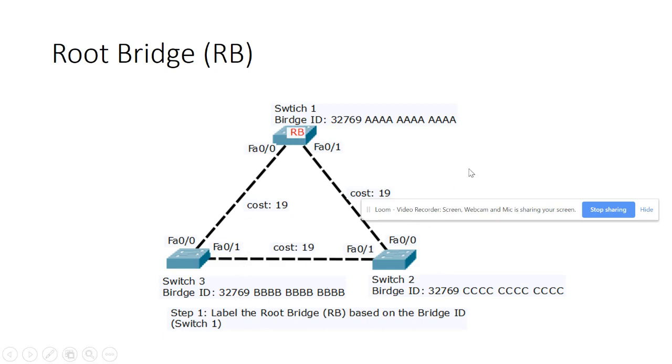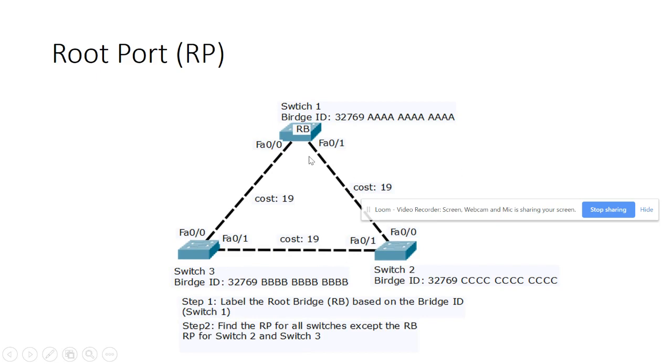Alright. The next step is to find the root port for all switches except the root bridge. So in this example, you have to find one root port for switch 2 and one root port for switch 3. Switch 2 has two ports, FA01 and FA00. Switch 3 also has two ports, FA00 and FA01. Out of the two ports on each switch, one port will be the root port. Now, how do we find the root port?